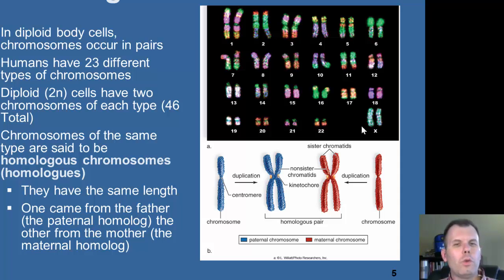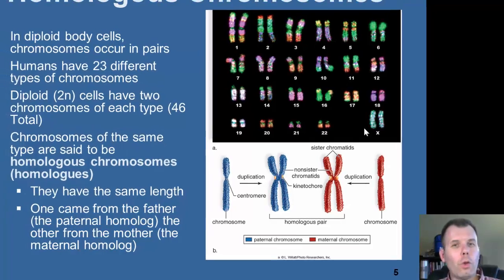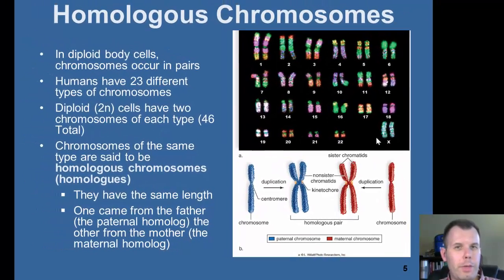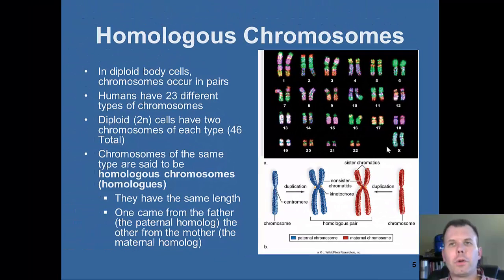Okay, and we'll talk more about genetics and where we get those things in the upcoming lectures, but for now I want you to be aware of the different homologs and that you get one from mom, one from dad, and that total is 46, or 23 pairs. Okay, so that's where we're going.